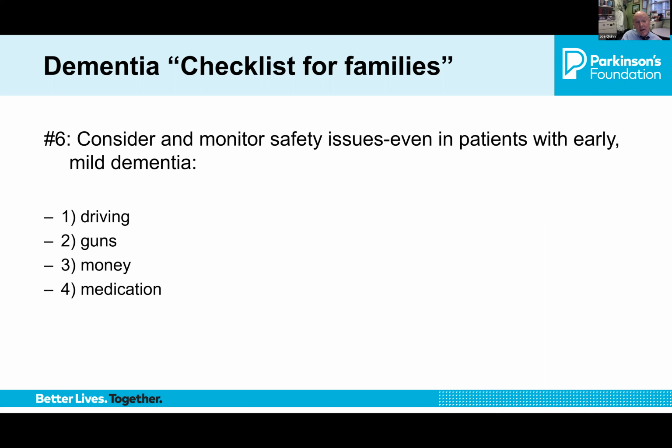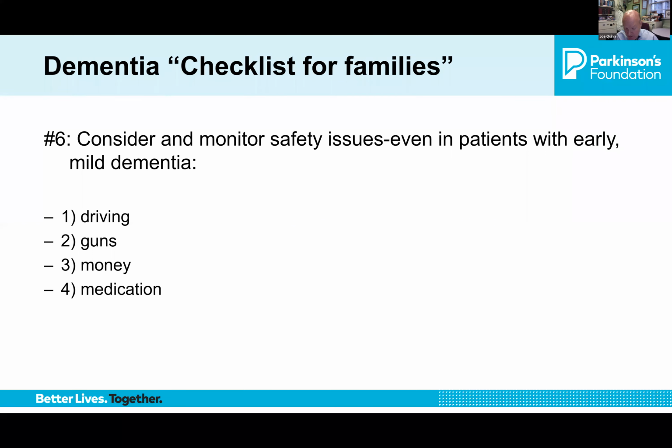A third item that I always list under the safety issues is the issue of money. You know, the world is full of charlatans who are trying to take advantage of people with cognitive impairment, and people can really have devastating financial outcomes if the family doesn't look after their finances.